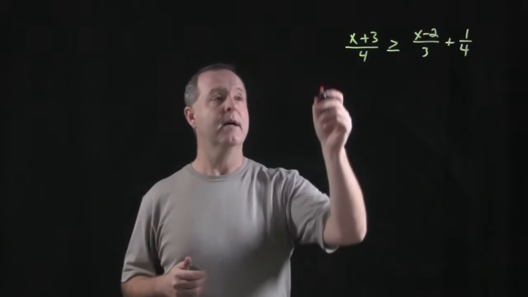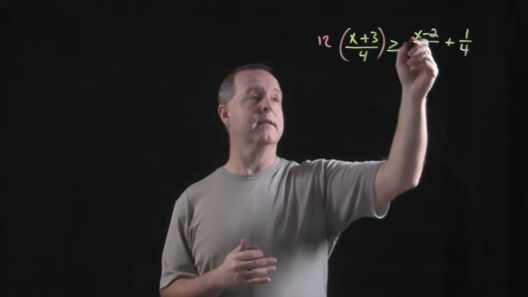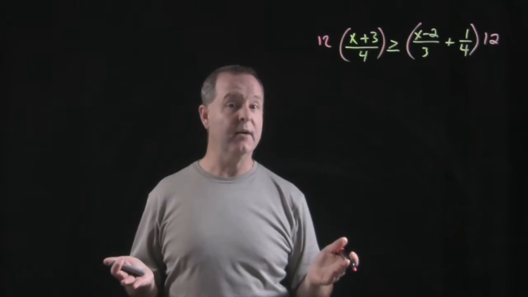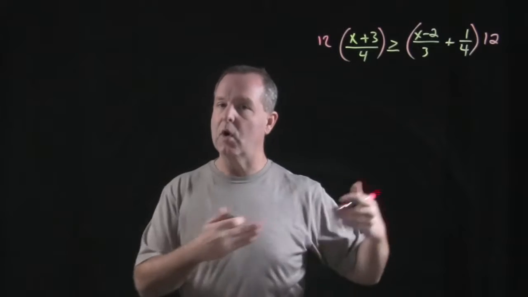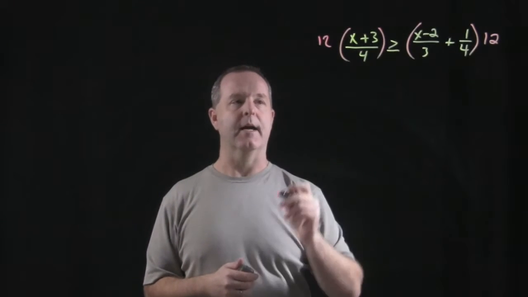So that being the case, I'm going to multiply both sides by 12. Again, with any type of linear inequality or equality, whatever you do to one side is great as long as you do the same thing to the other side. So what does this look like?